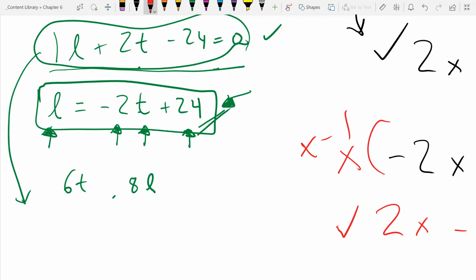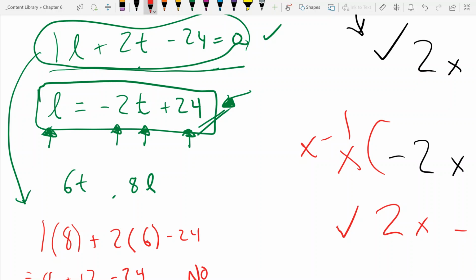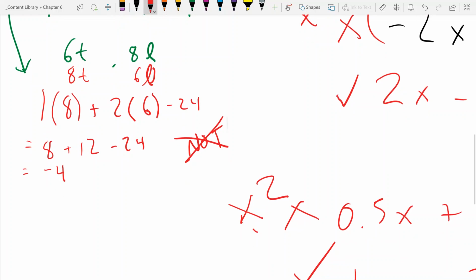So 1 times 8 plus 2 times 6 minus 24. So that's 8 plus 12 minus 24. That is equal to -4. That is not correct. It doesn't work because it should have equaled 0. That's what our equation said. So that doesn't work. I think the other way was if you had 8 toonies and 6 loonies. Let's try that way instead.